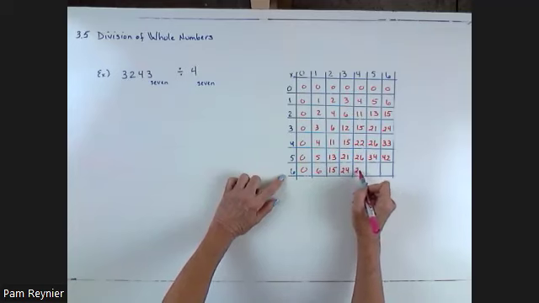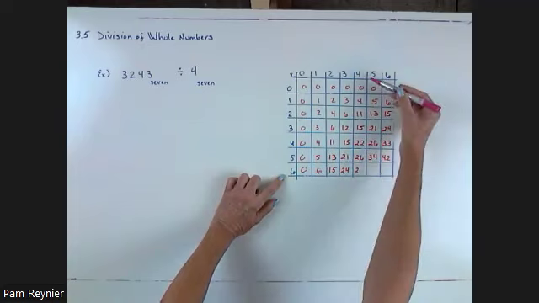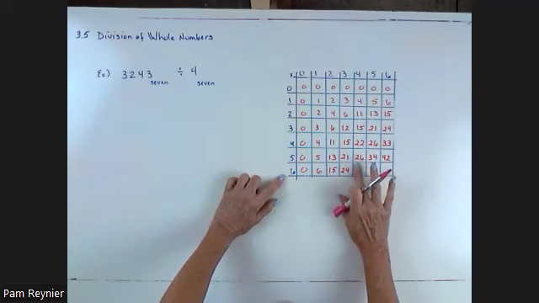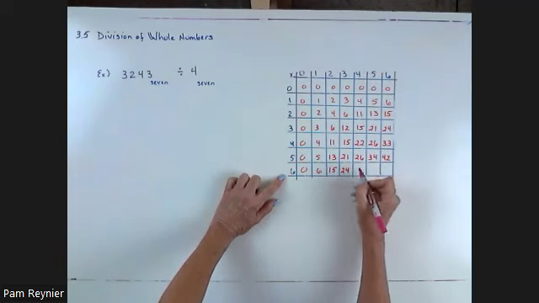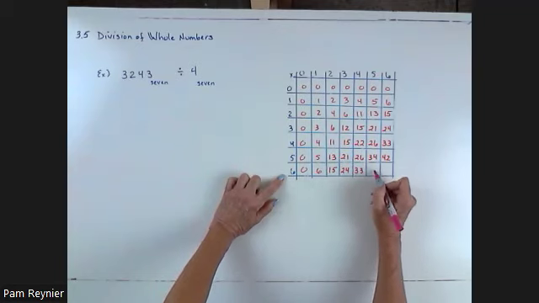20. 2 groups of 7. Whoops. 6 times 4 is 24. I'm sorry. 6 times 4 is 24. That's 3 groups of 7 with 3 left over. 6 times 5 is 30.